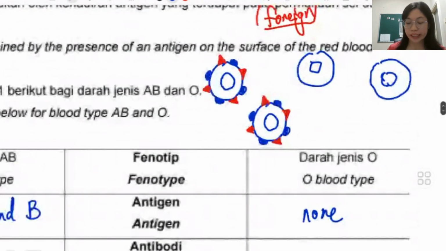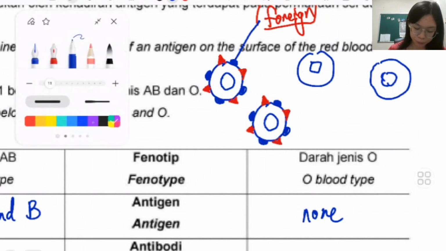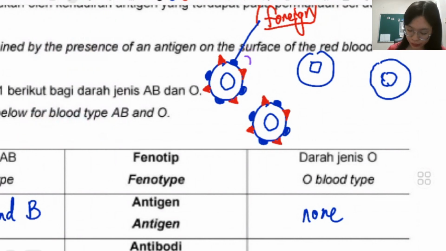So basically they see this antigen as something foreign because antigen is the one that stimulates immune response. This one they don't have the antigen, so they identify them as foreign. So they will produce antibodies to fight it off, to bind with the antigen. The antibodies are the ones that look like this. They bind with the antigen and agglutinate them. I mean they will all clump together in agglutination.